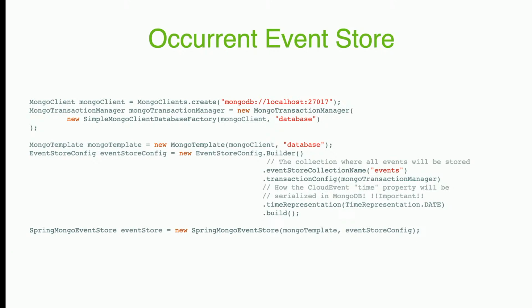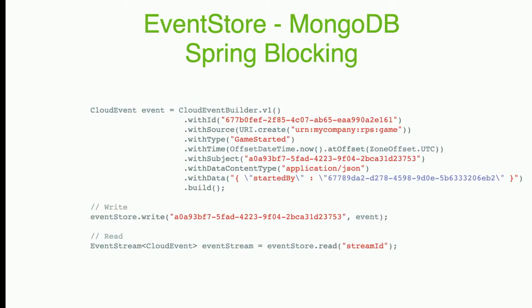And this is just an example of how you create the Spring MongoDB event store. You create some MongoDB things, the client, define some transaction manager. This is some Spring stuff. Then you have some configuration where you want to place your events, in which collection, as we call it in MongoDB, the equivalent of a table. And then you just new up the event store. And then you can use it. So you use it like this. You define a cloud event, and this uses the standard cloud event SDK.